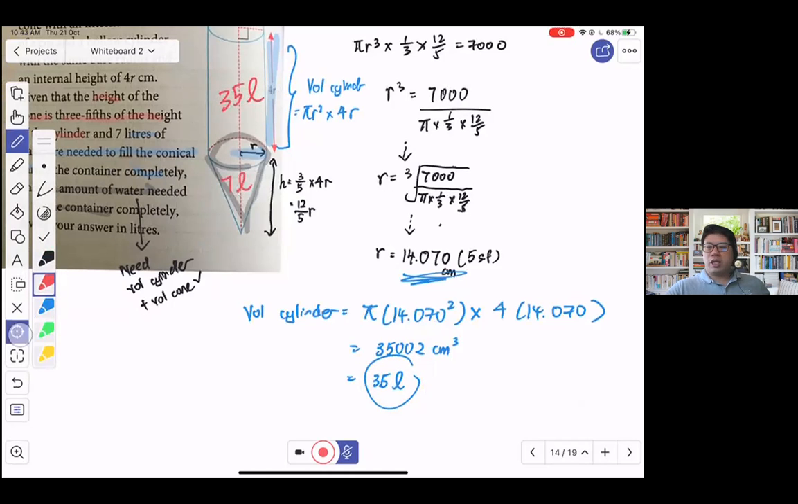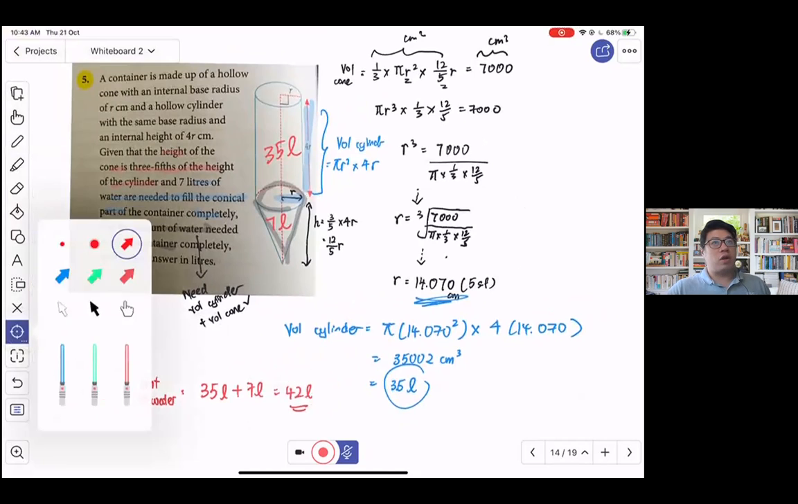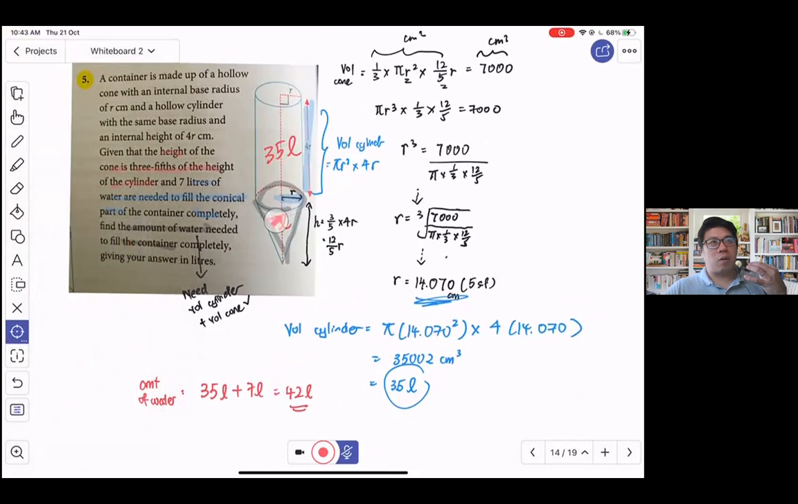From earlier in the question, we know that the volume of the cone is 7 liters. Right? So what's the total amount of water? 35 plus 7, 42. So the amount of water taken to fill the container completely will be 35 liters plus 7 liters to give you 42. Again, if you look at this question, it is very long. Observe how we have to start from finding the height of the cone in algebraic form, piecing a formula together in order to determine what r is, and using r to find the volume of the cylinder. So this question is not easy.